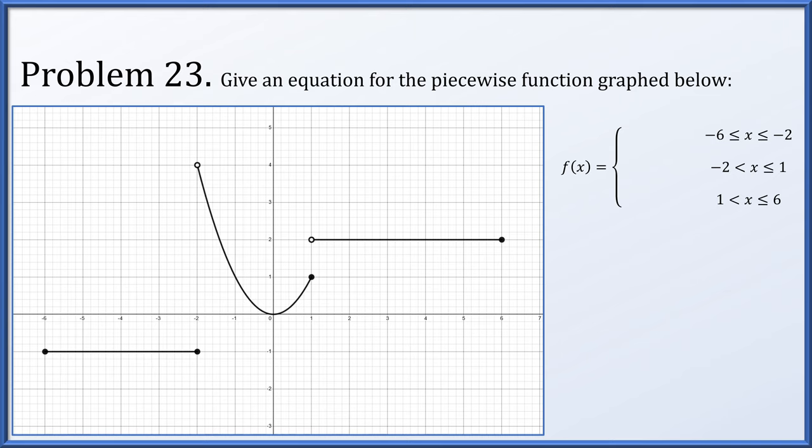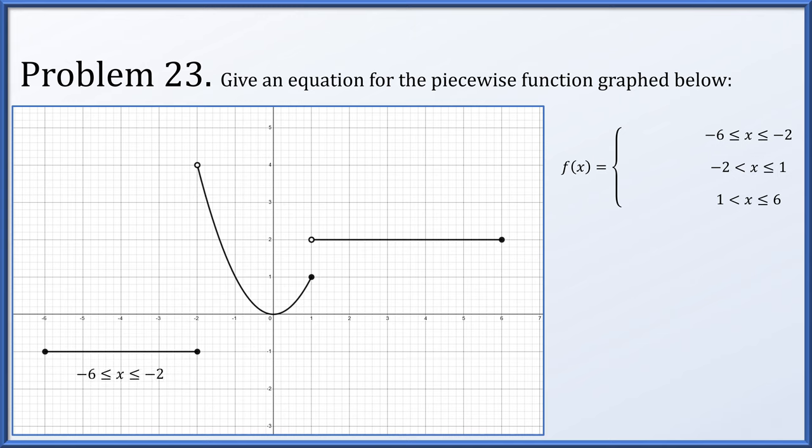Problem 23, we've got this horrendous looking graph, and we're supposed to figure out what function would give it. We are told in advance that it breaks up into three pieces, negative 6 less than or equal to x less than or equal to negative 2, negative 2 less than x less than or equal to 1, and 1 less than x less than or equal to 6, which we could have figured out from looking at the graph, but thankfully it was just given to us.